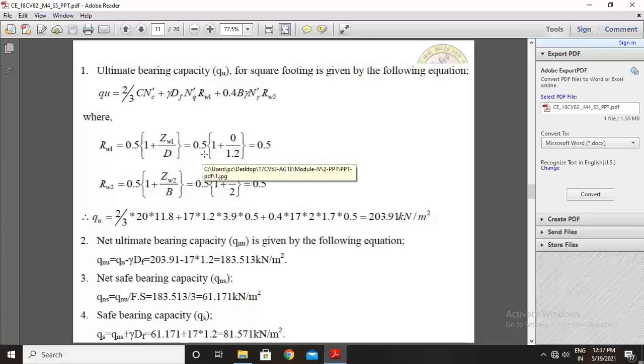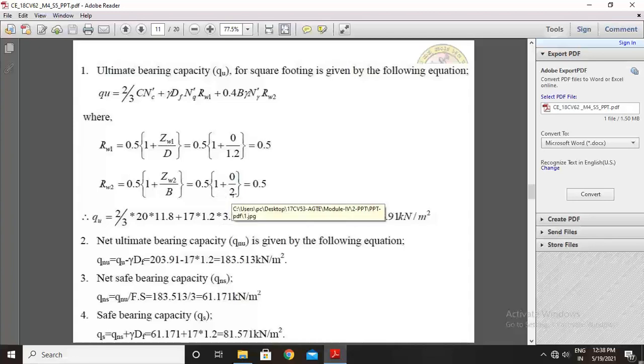Now substitute the values here. 0.5 times (1 + ZW1 by D), where ZW1 is 0 because the water table is at the ground surface, and D is 1.2. We get 0.5, that is RW1. Calculate RW2 equal to 0.5 times (1 + ZW2 by B). Substitute the values: ZW2 is 0, B is 2, so we get 0.5. These are the water reduction factors.